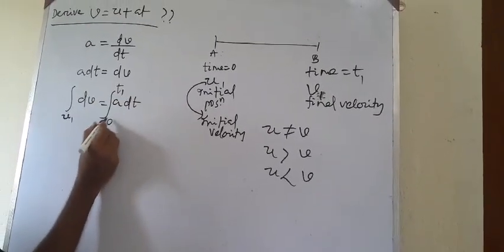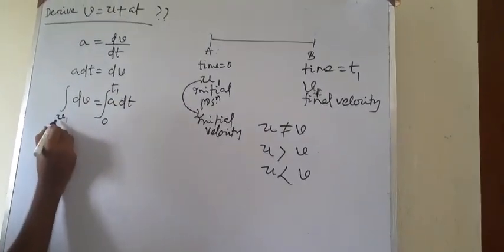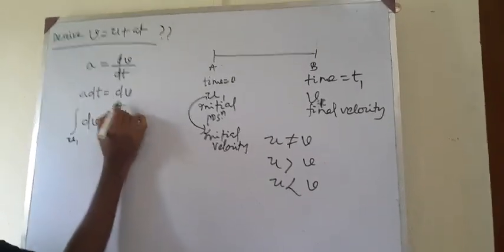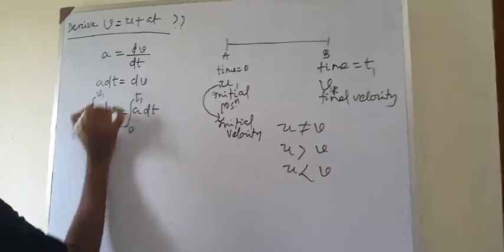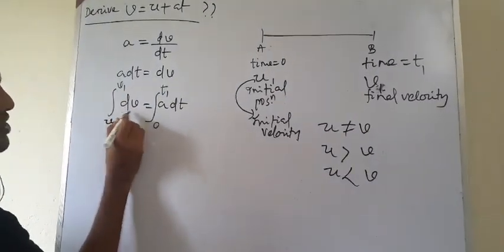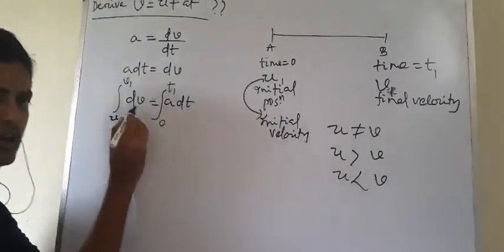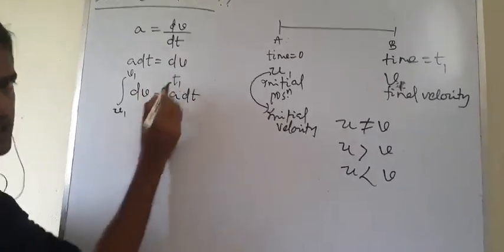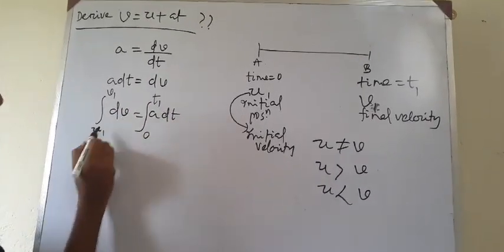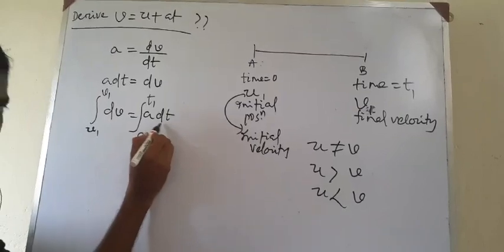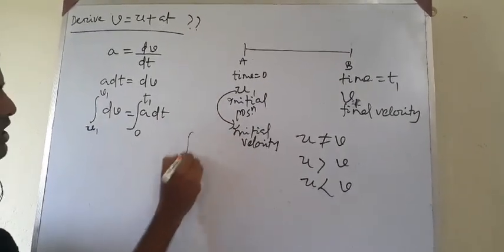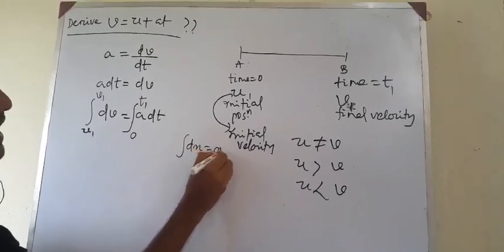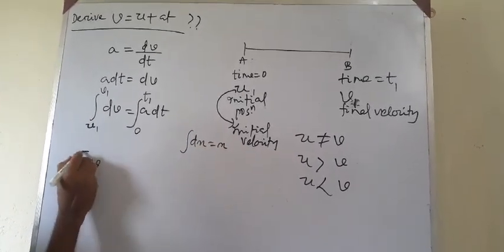When the lower limit of time is 0, at that time the velocity is u1. When the upper limit of time is t1, at that time the velocity is v1. Why am I taking u1, v1? Because there is a change in velocity. So depending on the variable, I will choose the limit. Here the variable is velocity, so u1 to v1. Here the variable is time, so 0 to t1. Now integration of dv. Remember, integration of dx is x. So integration of dv is v.